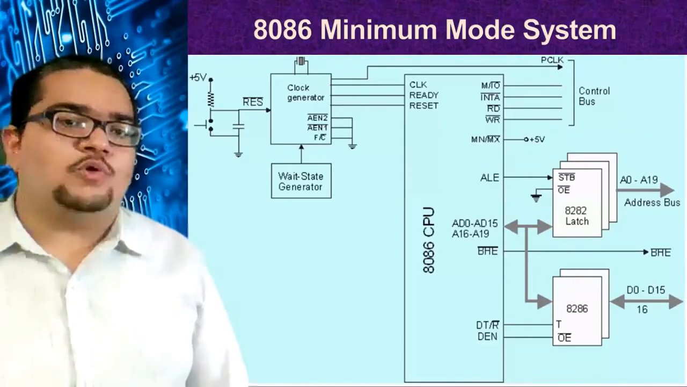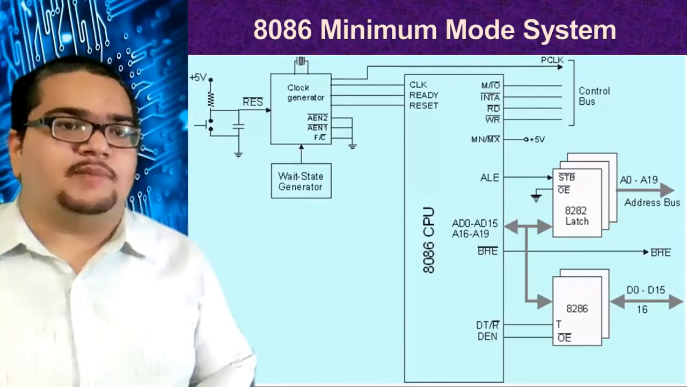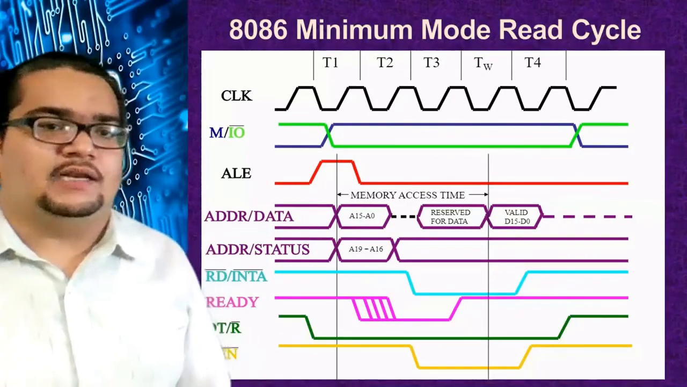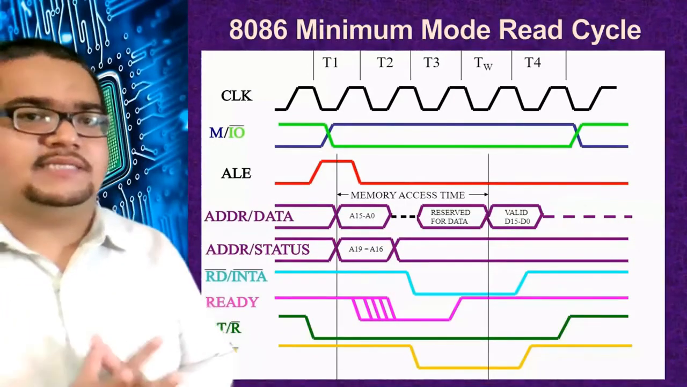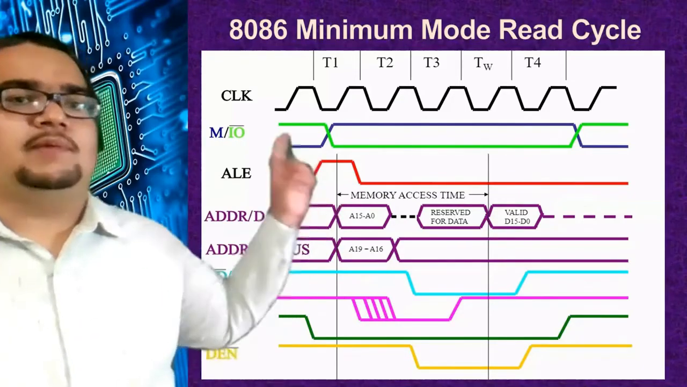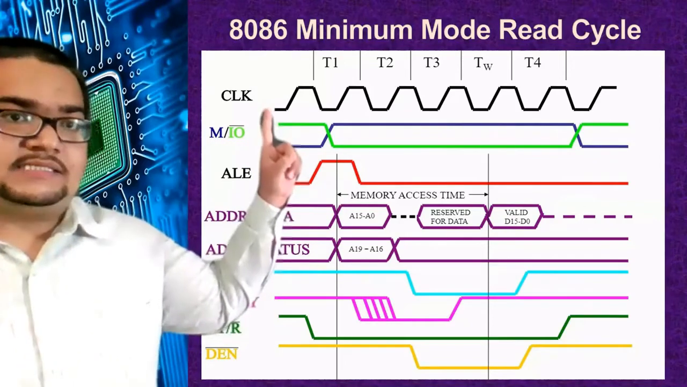Now let us go and check out the read and write cycles of 8086 minimum mode. We'll first see the read cycle. Here many signals are there. First thing first, there is a clock available there. You can check it out, clock. So this is the clock on which 8086 runs.